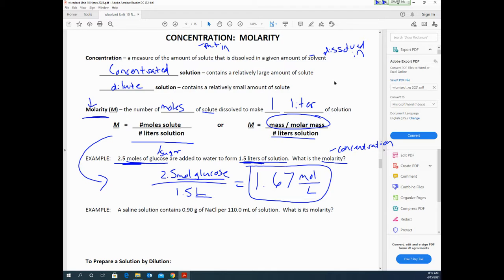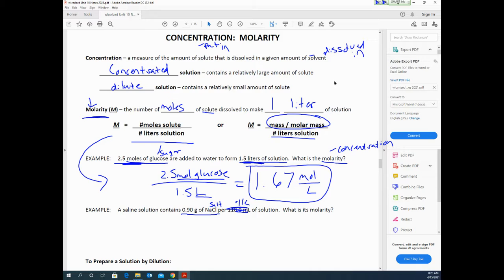Okay, last type of problem. They say a saline solution contains 0.9 grams of NaCl, which is salt. So now we're making some salty water. We have a 110 milliliter solution. You know what? I'm not going to make y'all do milliliters, so I'm just going to convert that real fast. 110 milliliters, with 1,000 milliliters for every 1 liter, so I take 110 divided by 1,000. It's actually 0.11 liters. So I'm just going to go ahead and change it to 0.11 liters of solution.